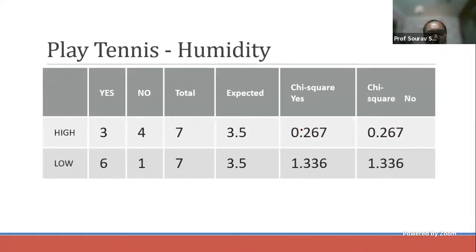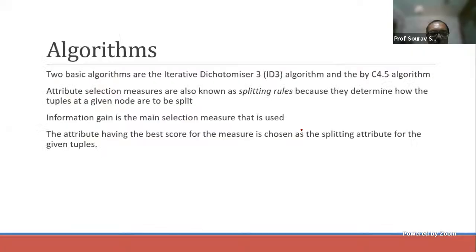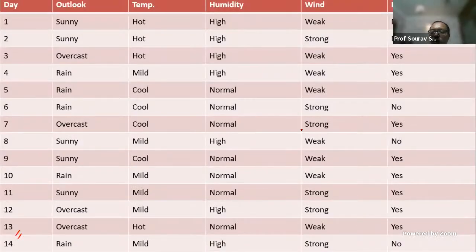So here was my data. If I go back to my data, yeah, this was the data. So here I had 9 cases for play, 5 cases for not play, right?